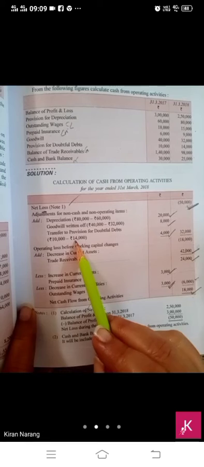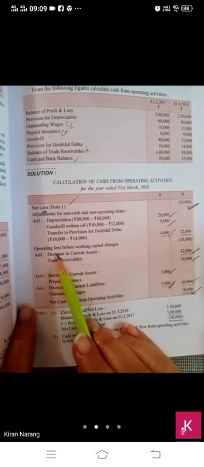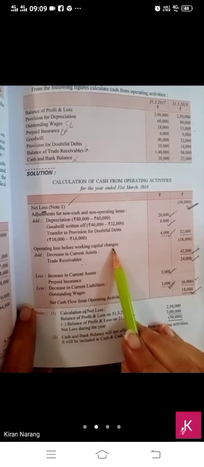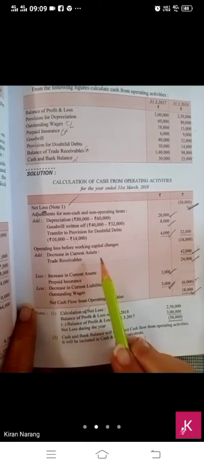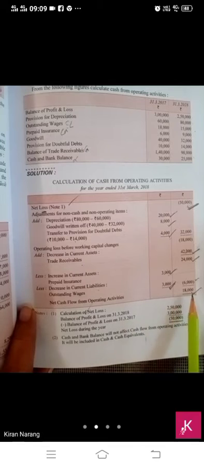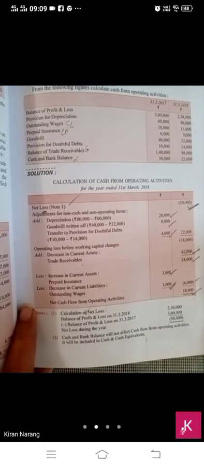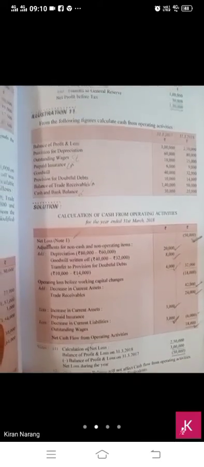There were only three. Then the answer became operating loss before working capital changes. Then you have to add decrease in current asset, increase in current liability, and subtract increase in current asset, decrease in current liability. Then this is your answer, cash flow from operating activity. You just have to remember the format for solving these kinds of questions.